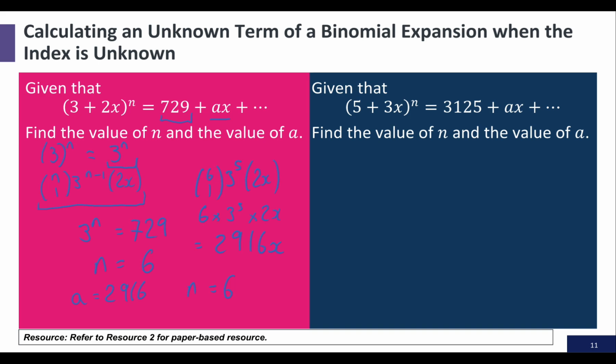Okay, so hopefully you've had a go at this question and done it in the same way I have. It's pretty nice to do. And there you go. So once you've found out the value of n, you can then substitute it into that second term and then work from there. So n is 5 and a is 9,375.